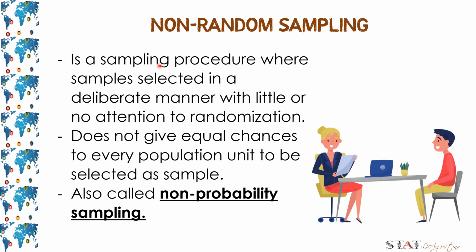And then let's go to non-random sampling. Non-random sampling is a sampling procedure where samples are selected in a deliberate manner with little or no attention to randomization. Again, remember this randomization. When I say I have a randomization process, that is random sampling. If there is none, then that is non-random sampling. This means that it does not give equal chances to every population unit to be selected as a sample, also called non-probability samples. So that's non-random sampling.